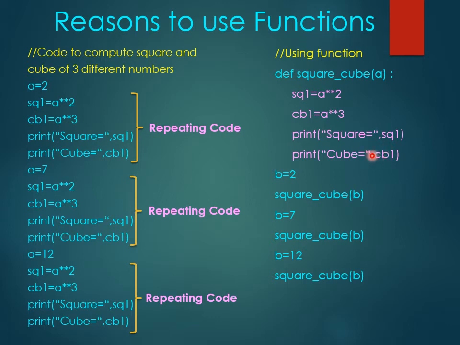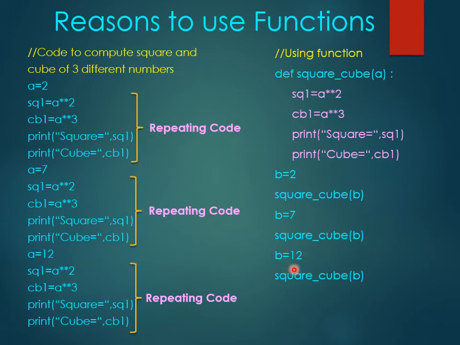After executing the last statement of the function, the control will come back to the next statement after the function call. The function call is here, so it will come here after executing the last statement of the function. So it will take b equal to 7 now, again to call the function. Now the value of b, that is 7, is passed to a. It will calculate 7 raised to power 2, 7 raised to power 3, that will be stored in sq1 and cb1 respectively, and this print will print sq1 here and cb1 here. After executing this last statement, it will come back to the next statement after the function call.